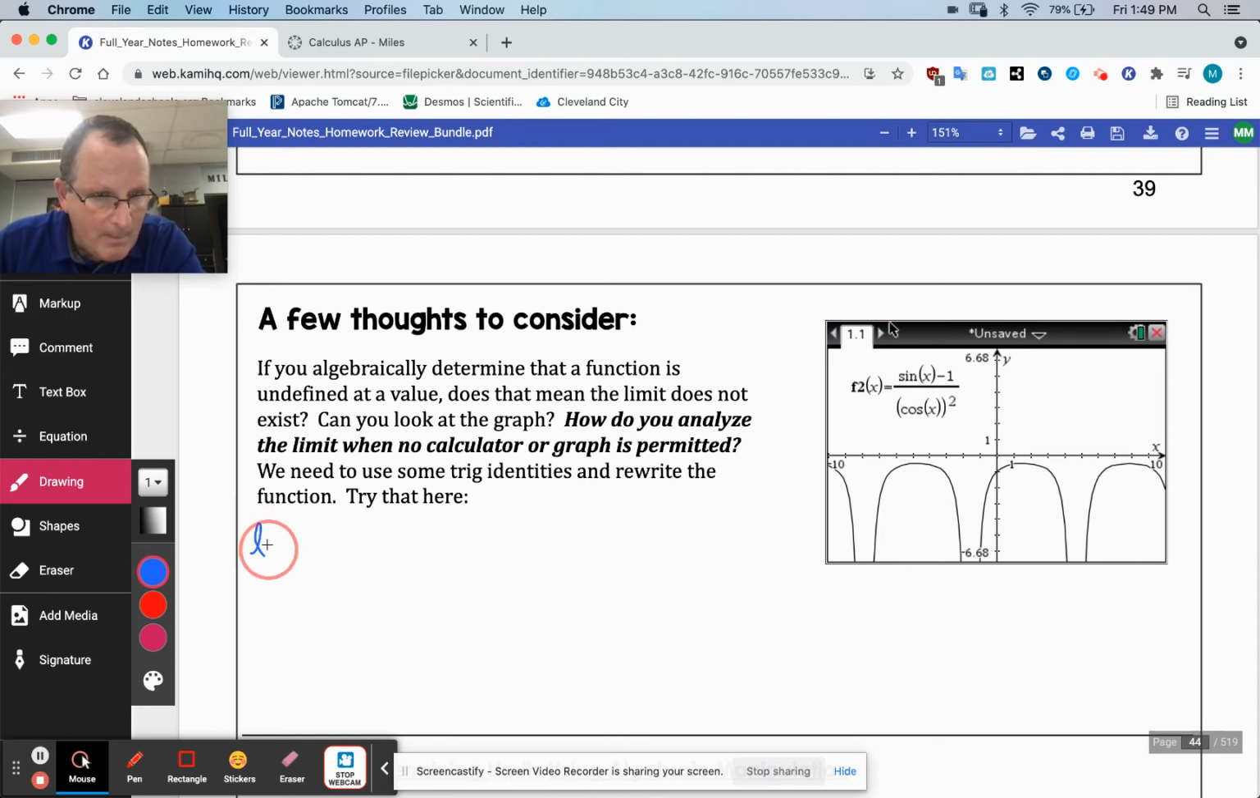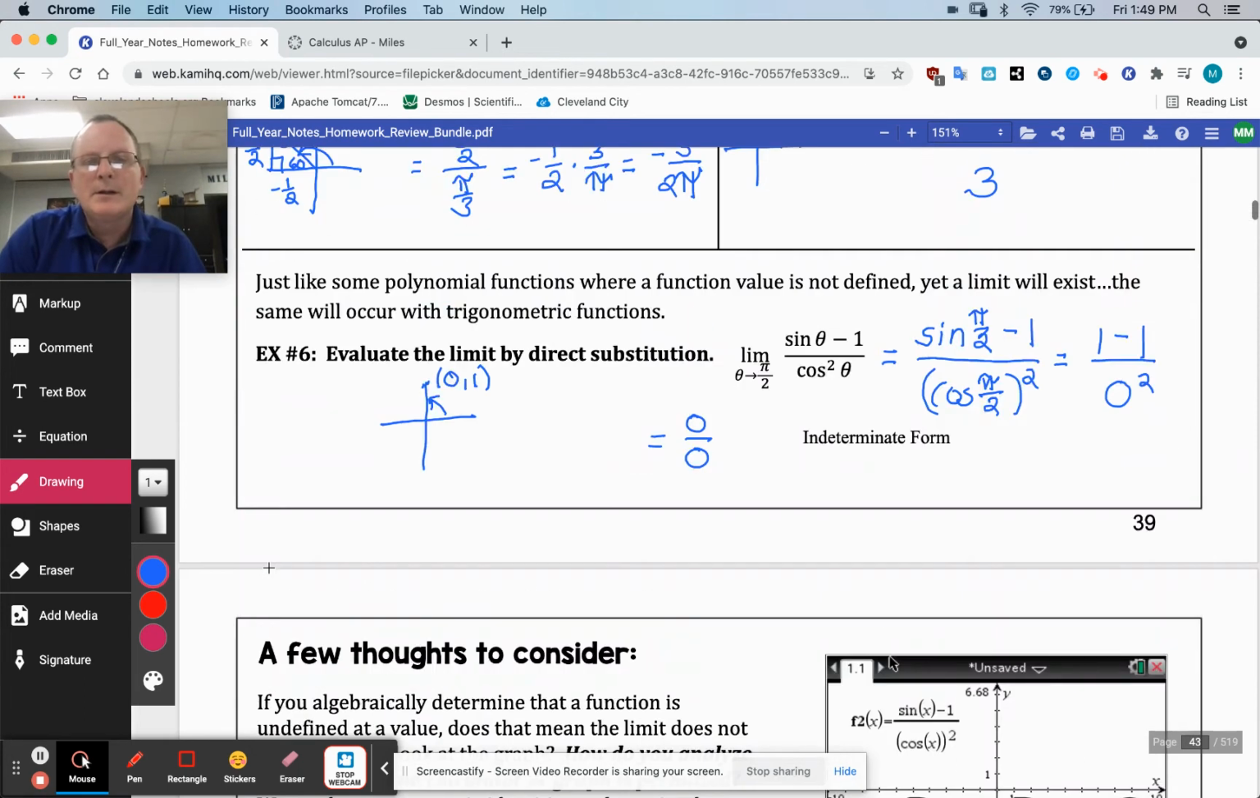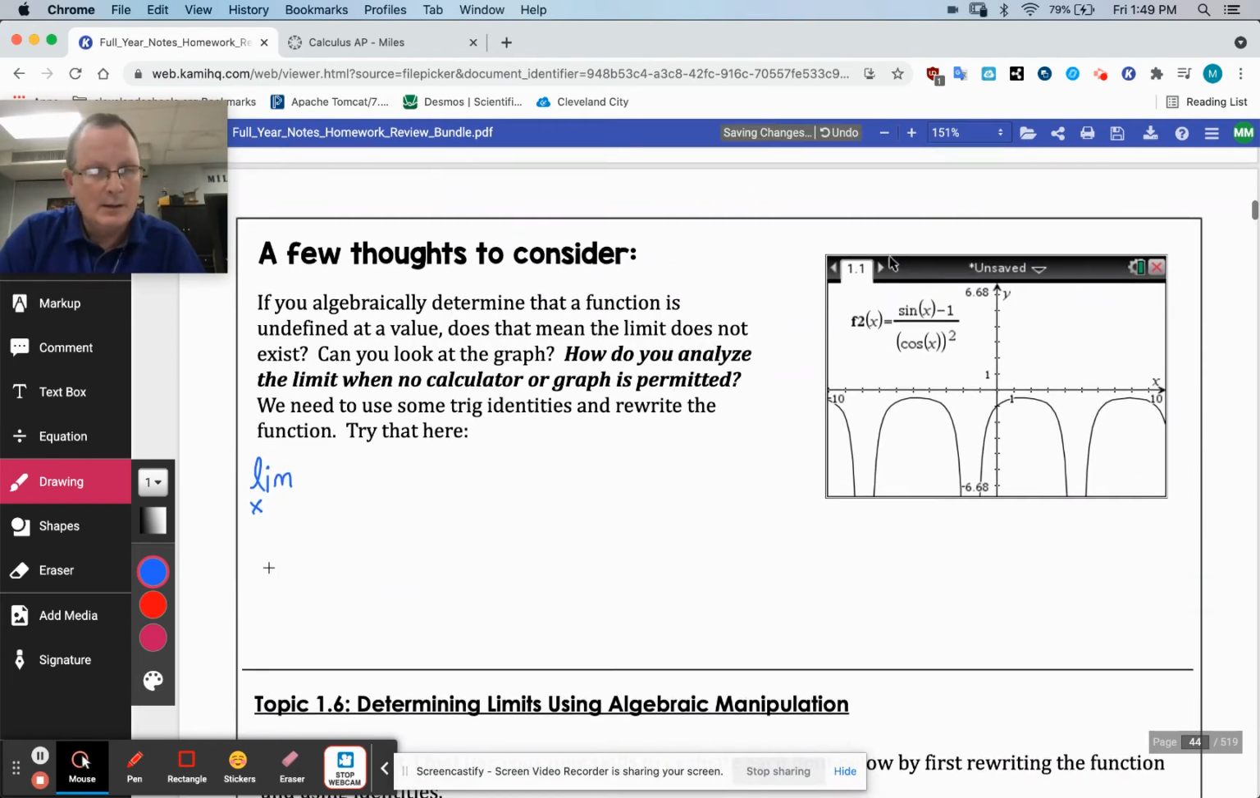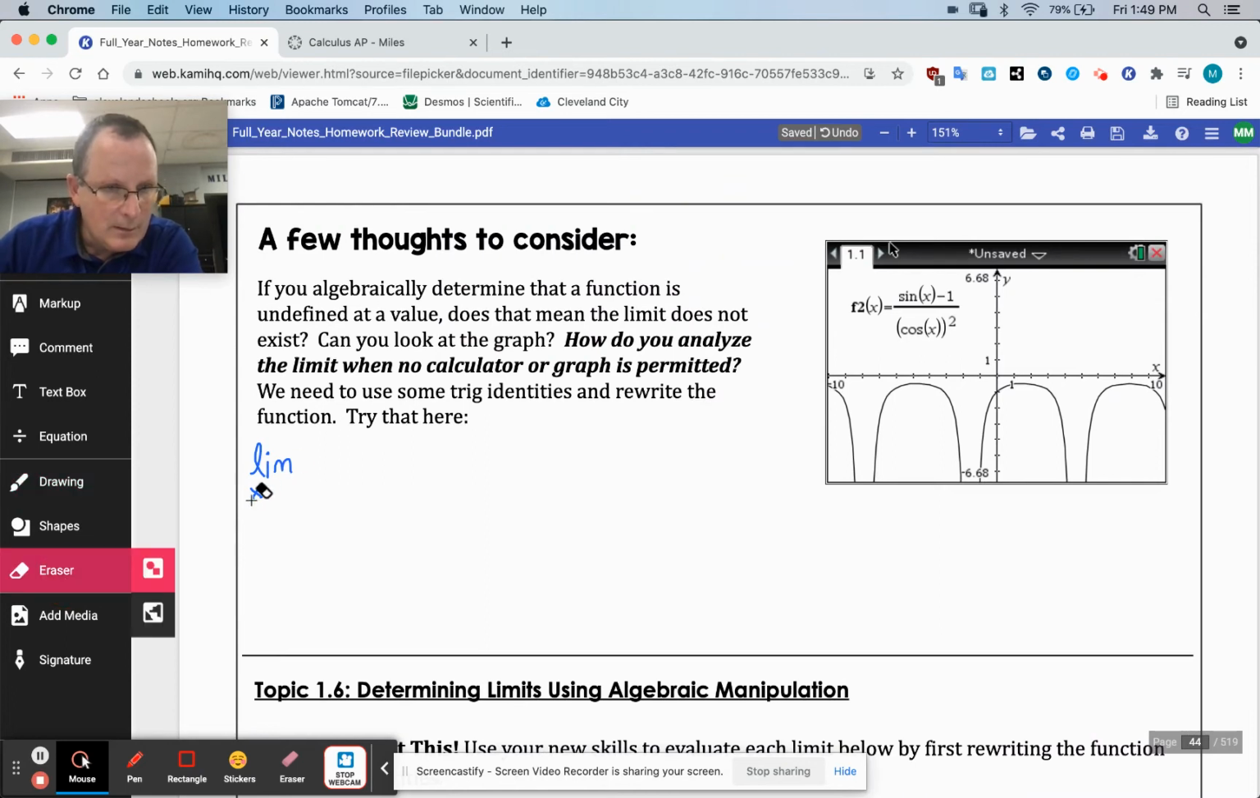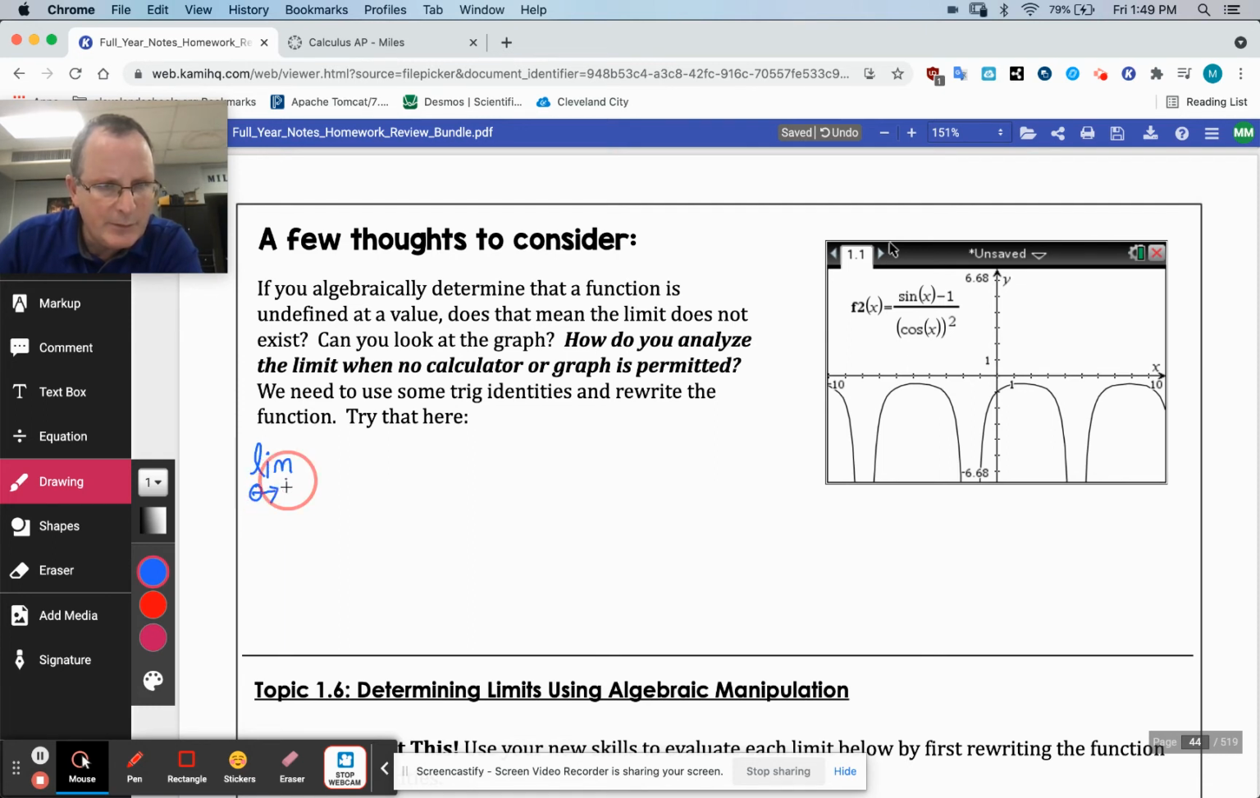So I'm going to start. We have the limit as x approaches... they use theta. So as theta approaches pi over 2 of sine theta minus 1 over cosine squared.